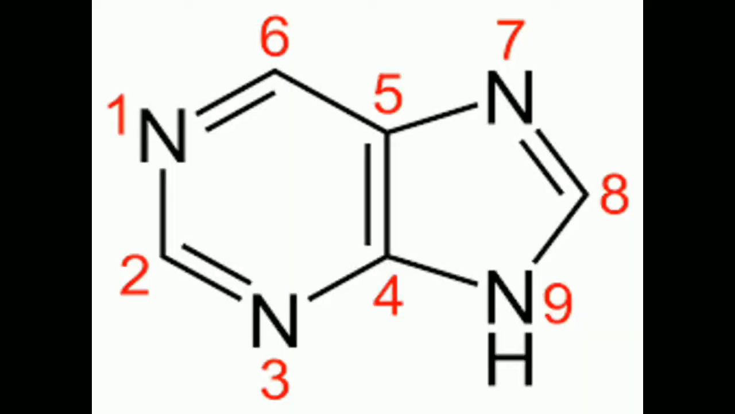The left hand side ring is the pyrimidine ring, which we learnt about right now, and the right hand side ring is the imidazole ring. This is heterocyclic because within the rings we have 2 kinds of atoms, not just carbon but also nitrogen. It is conjugated, as you see.